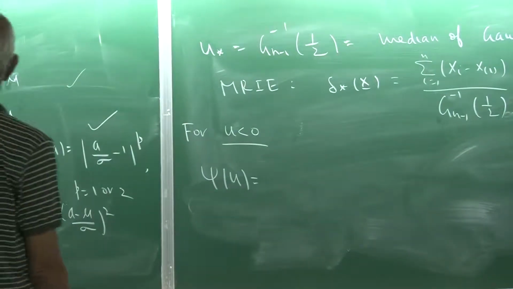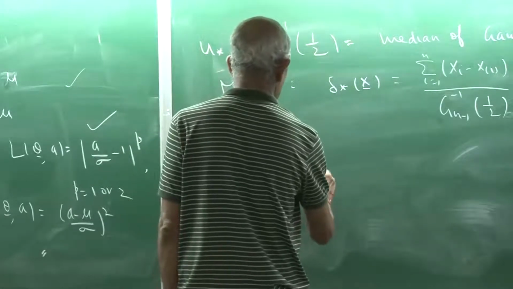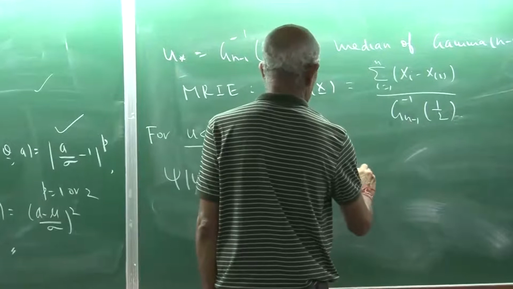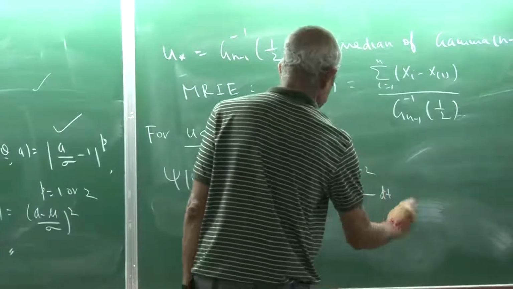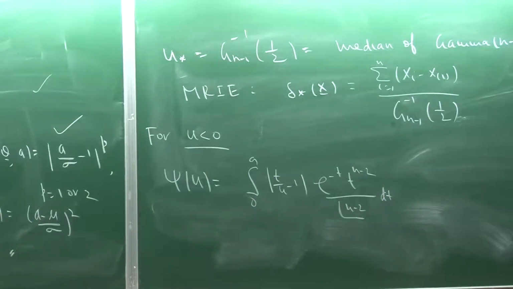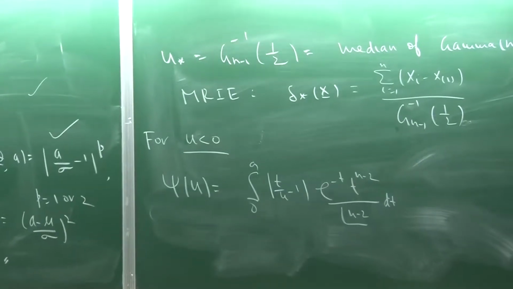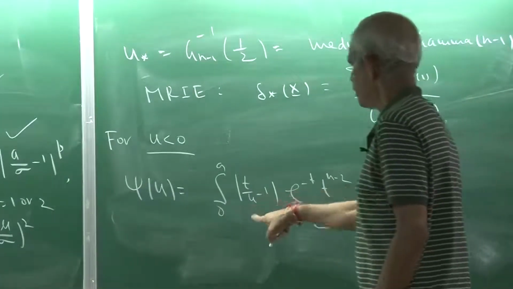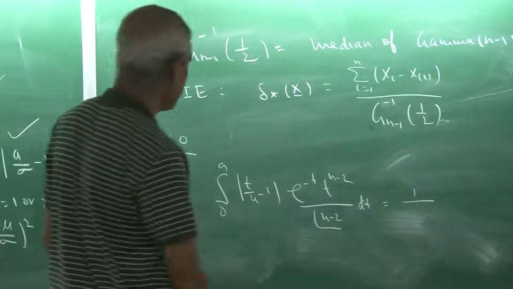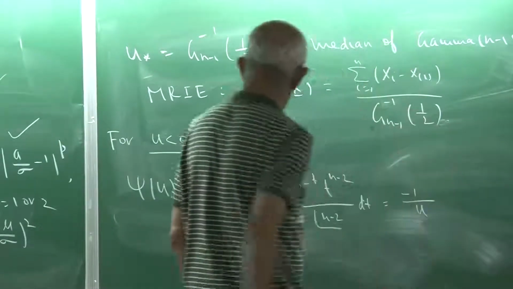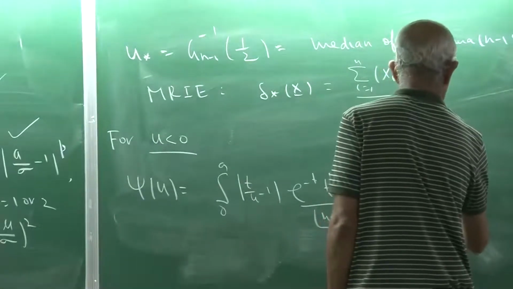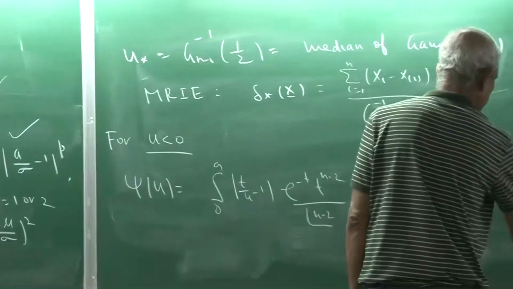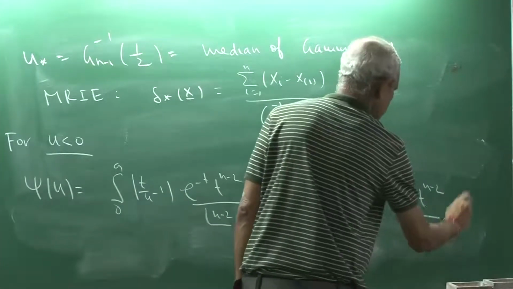psi u as 0 to infinity mod of t by u minus 1 e to the power minus t, t to the power n minus 2 by factorial n minus 2 dt. Which is nothing but 1 by mod of u. Mod of u is nothing but minus 1 upon u, right? 0 to infinity mod of t minus u e to the power minus t, t to the power n minus 2 by factorial n minus 2 dt.